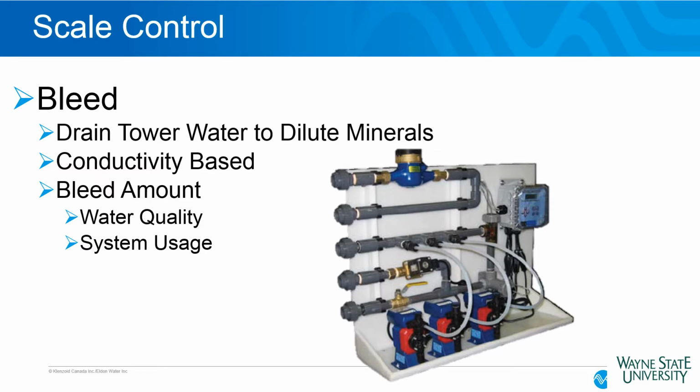And then the bleed amount is dictated by two things: your water quality. The more minerals you have coming into your tower, the more you actually have to bleed. And then the system usage. Thompson Home just doesn't have as much bleed as the chemistry building. It's just a much smaller tower.